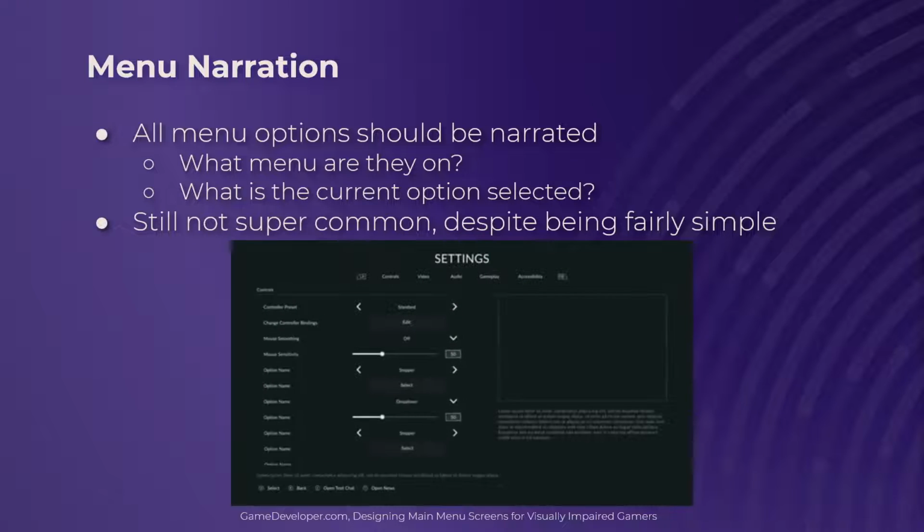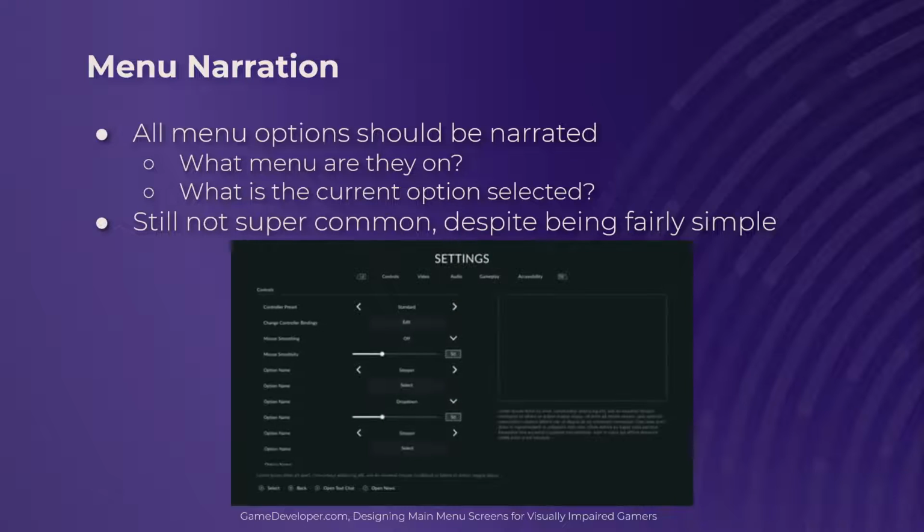So, what kind of menu options should be narrated? Honestly, all of them. So if you get to a menu, it should say what the menu is, what the submenu is, if there is one, what the current option selected is, and then what the options are for it. So have something like the picture example, which I found from GameDeveloper.com or Gamasutra. Basically, it just shows how it should progress with what the narrator says. So start with the settings, then controls, and then the option selected, what it does, and then the controls to read it out.